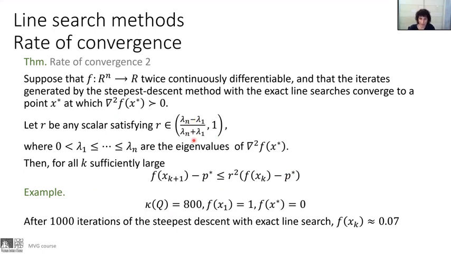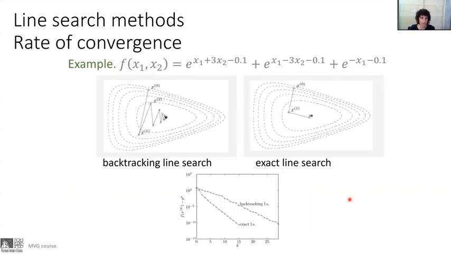And just for example, if the condition number is 800 and I start from f(x1) equal to 0, and I would like to reach f(x star) equal to 1, then after 1,000 iterations, f(x star) would be only 0.07. It will take much time to get one more digit of accuracy. It takes a lot of time. Okay? This is the slowness of the steepest descent method. Here are some more examples.